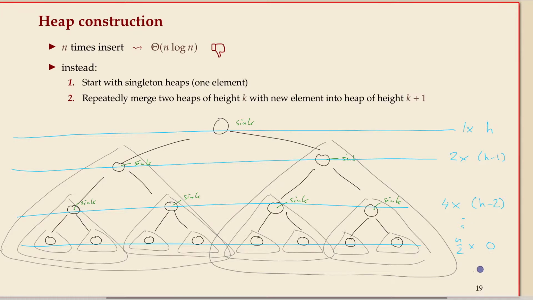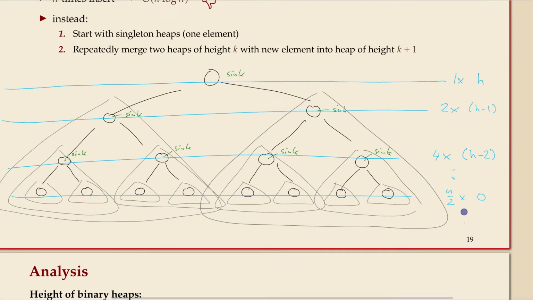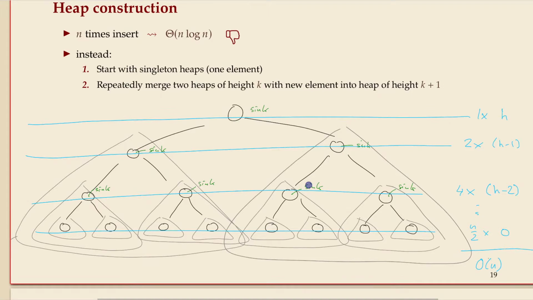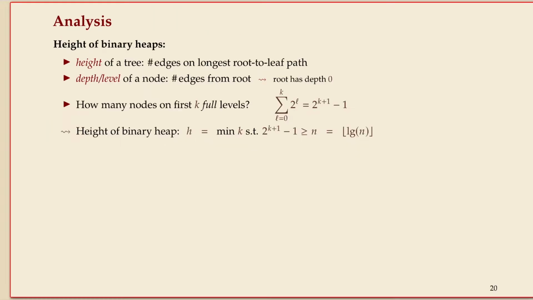And if you sum up these things, you see that the majority of the calls for sink is really at this low level where they are a constant time. So if you sum this up, that adds up to linear in the total thing. So the overall time is linear instead of n log n. I have that written up properly on the next slide.